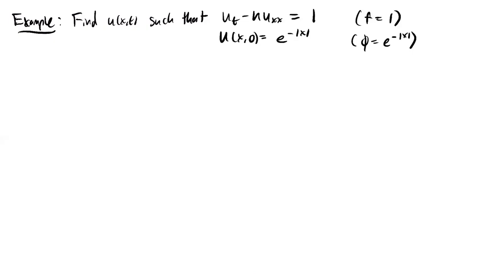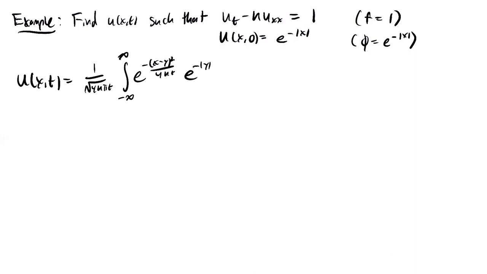Right, well, we just have to use our formula now. So u of x,t, well, we have the homogeneous solution, which is pretending that the 1 is actually a 0. And so that's the integral 1 over square root 4k pi t, integral minus infinity to infinity, e to the minus x minus y squared over 4k t, applied to phi. So e to the minus absolute value of y dy.